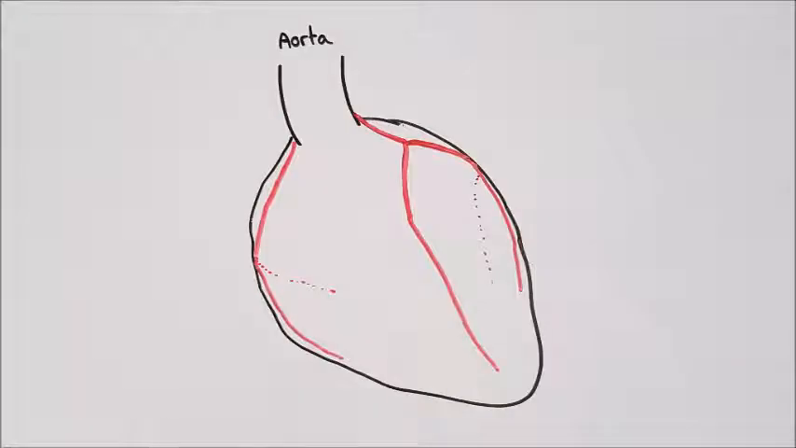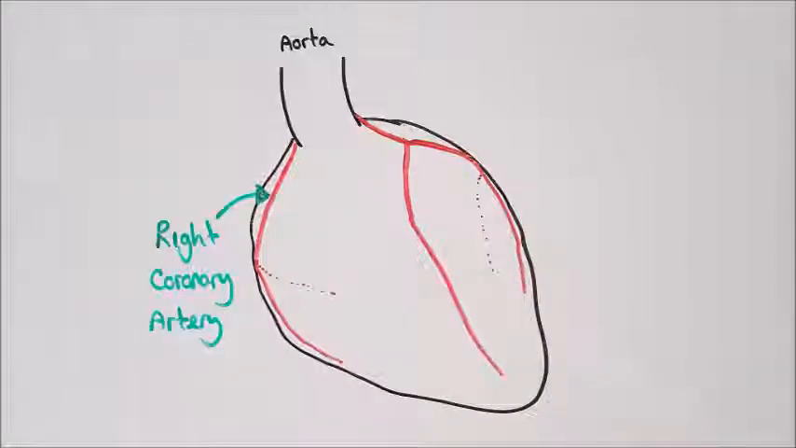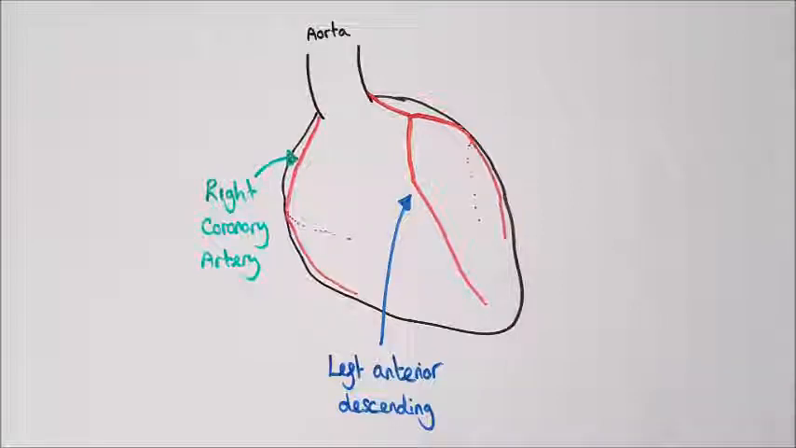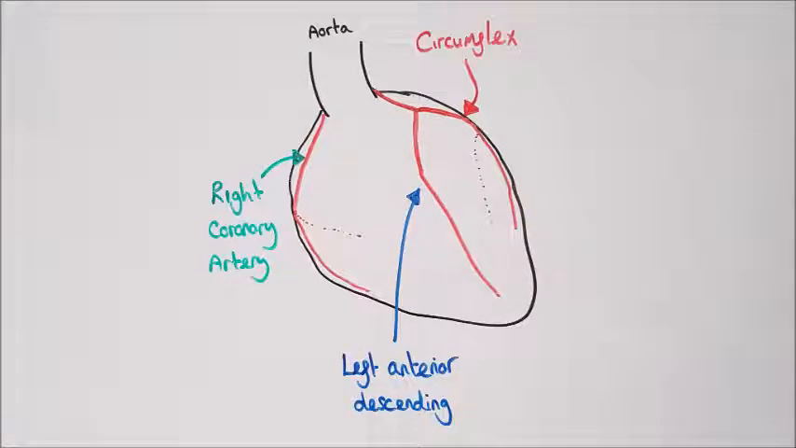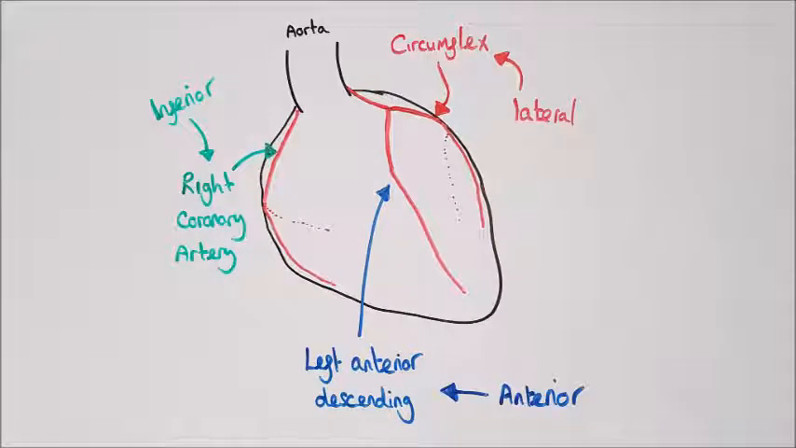The easiest way to introduce that different leads look at different views of the heart is to think about the coronary artery territories. There are 3 main coronary arteries, which are the right coronary artery, the left anterior descending, and the circumflex. These supply the inferior, anterior, and lateral heart areas respectively.